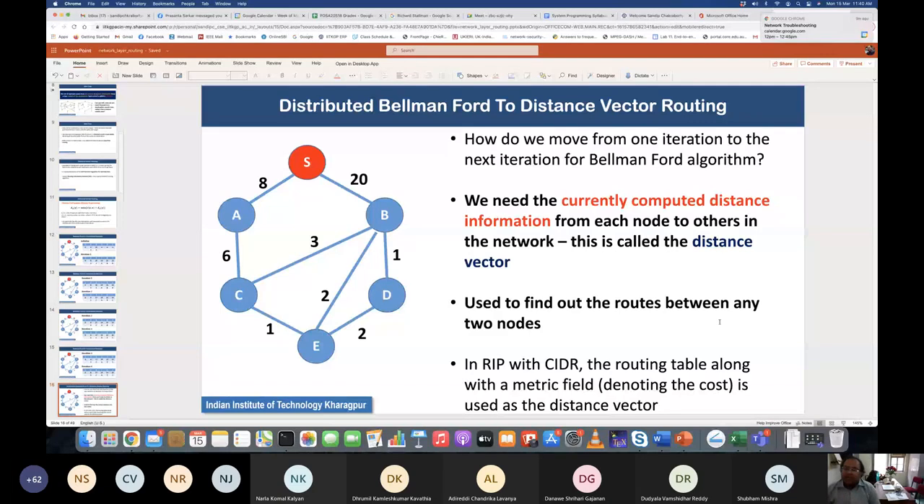So we need the currently computed distance information from each node to others in the network, and this information is called the distance vector. Now these distance vectors are used to find the routes between any two nodes. Okay. So the routing information protocol is the practical implementation of distance vector routing. The routing table along with the metric field.